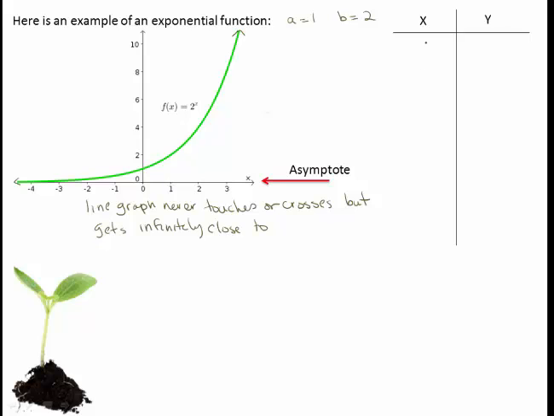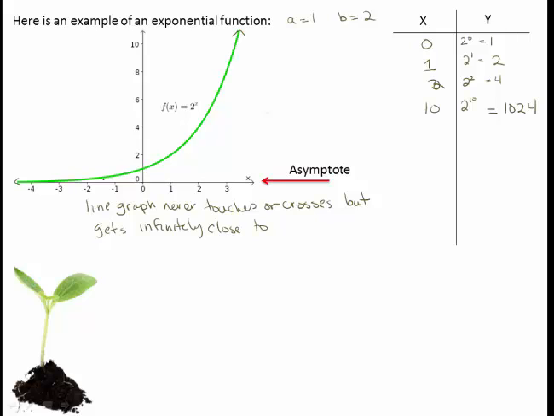So if we do some examples, when x is 0, we get 2 to the 0, so that's 1. When x is 1, we get 2 to the 1st, so that's 2. When x is 2, we get 2 squared, so it's 4. If x was 10, we'd have 2 to the 10th, which is 1024. So you can see it gets very large very quickly.